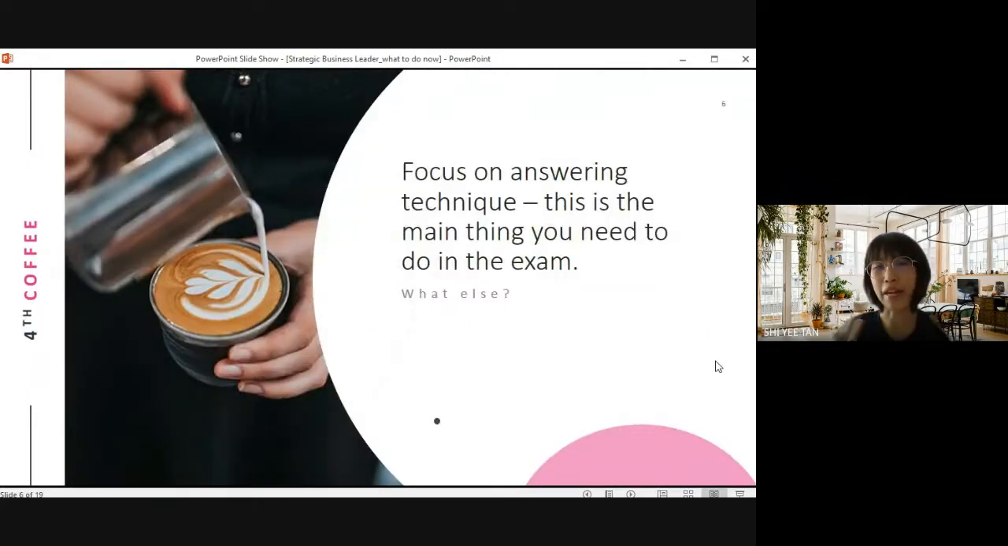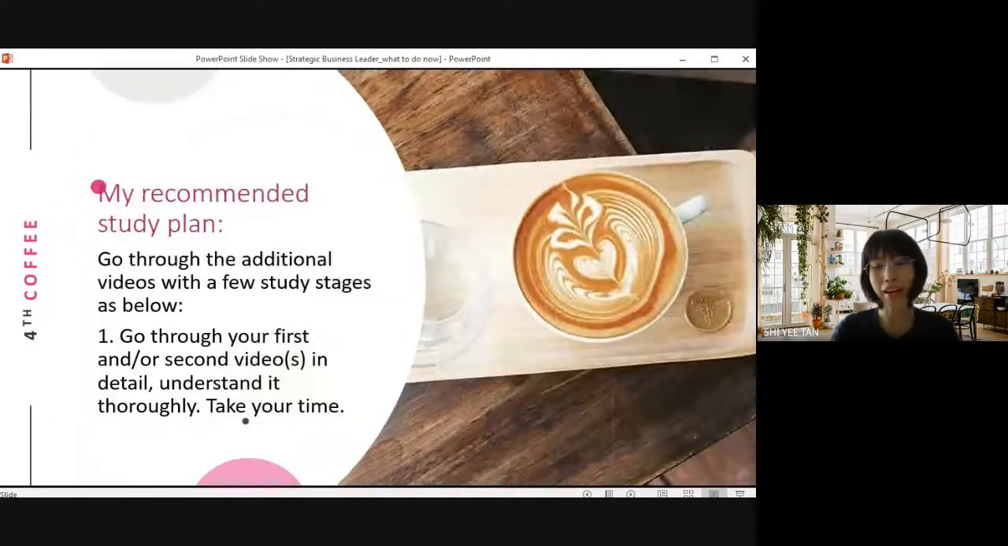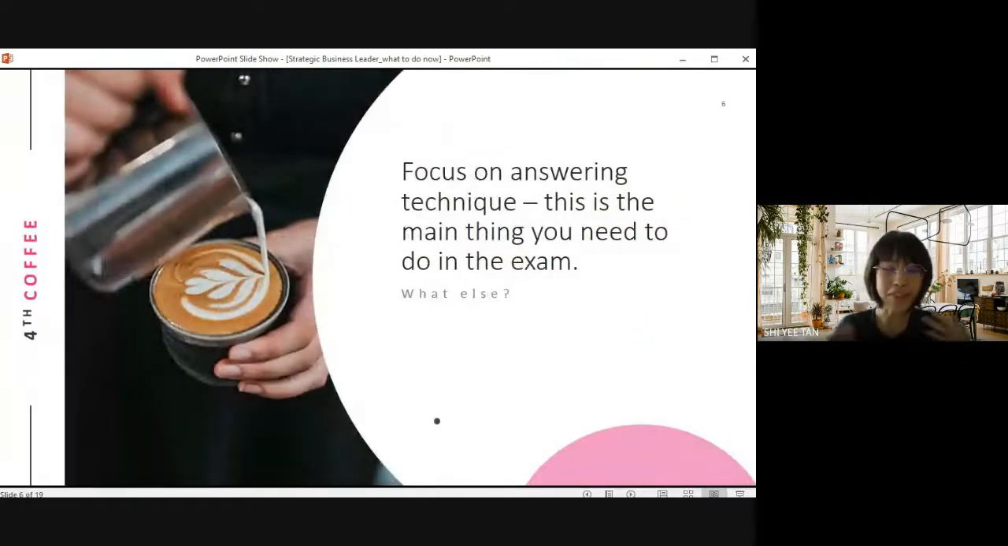So what else you can do? Let's say you are okay with the syllabus, because you've gone through the classes every week. Then what is the next thing you need to do? It is the answering technique, because this is the main thing that we are going to focus on in the exam. If we don't have answering techniques, then basically we cannot do our exam, right? So we got to focus on it. But how?